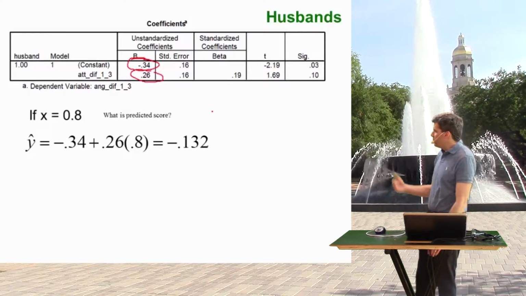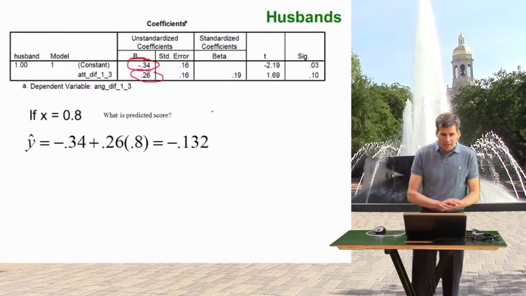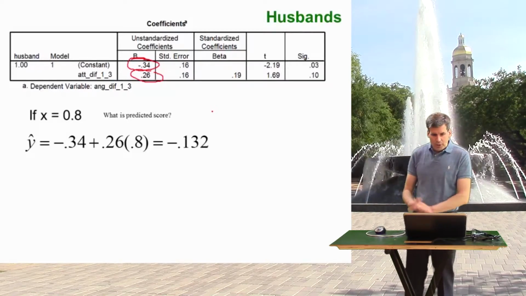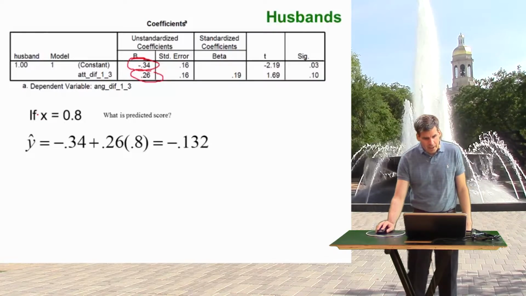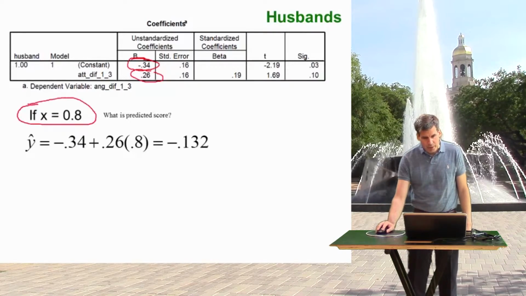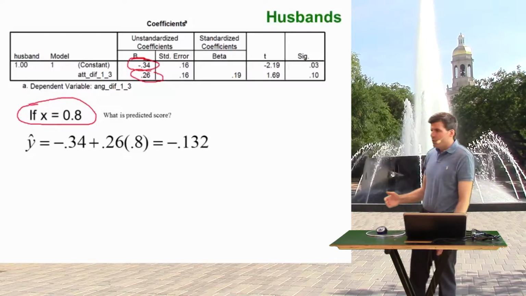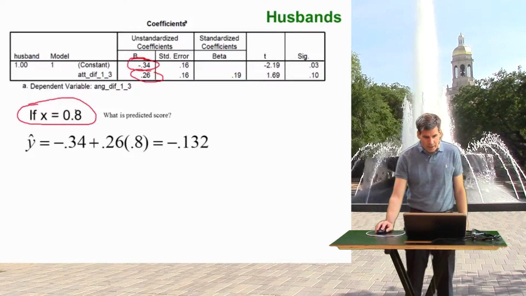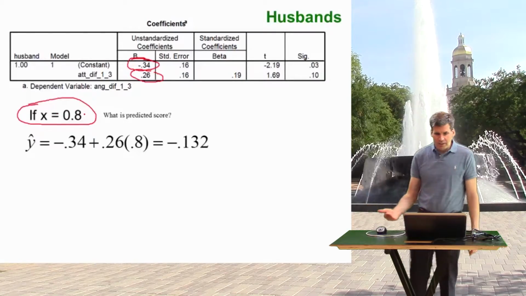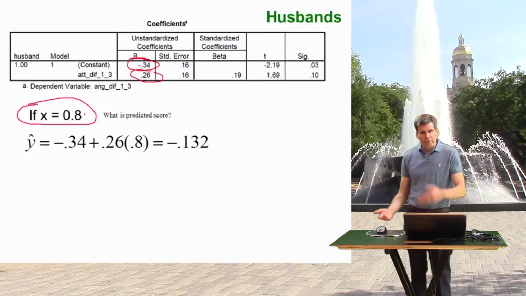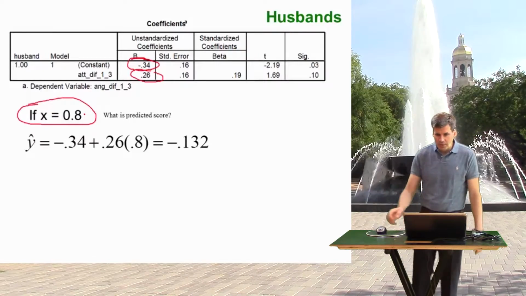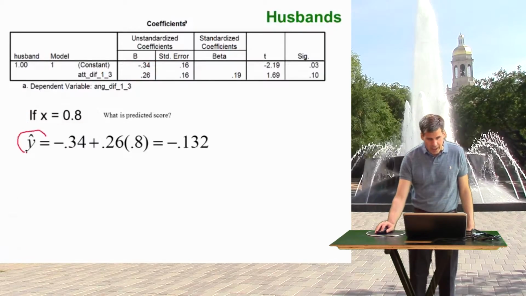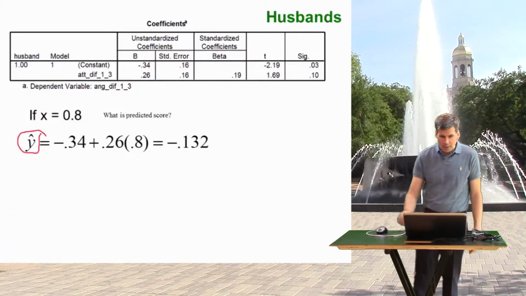I'm going to say we have someone in this sample, maybe someone named Joe, and Joe gets a score of 0.8 on X. So if X equals 0.8, what is that person's predicted score? Someone in the sample gets a score of 0.8 on the X variable, the attribution change variable. What is their predicted anger change? We can plug into our equation here: y hat, the predicted score on y.